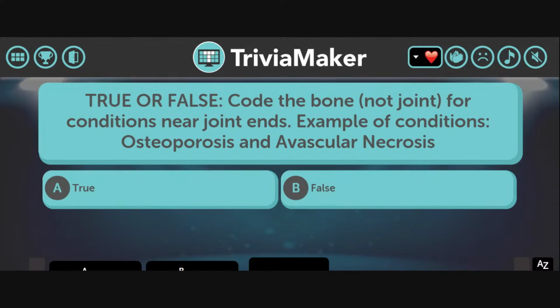Okay, I'm seeing some responses. So this one is going to be true. So yes. An example of this would be a patient diagnosed with avascular necrosis at the end of the femur near the knee joint. So although the affected area is near the joint, the code should be assigned to the bone. So that is what makes this one true. So if you got that one, way to go.